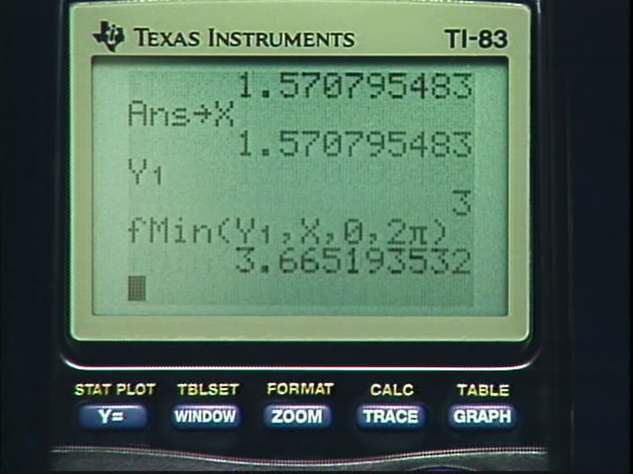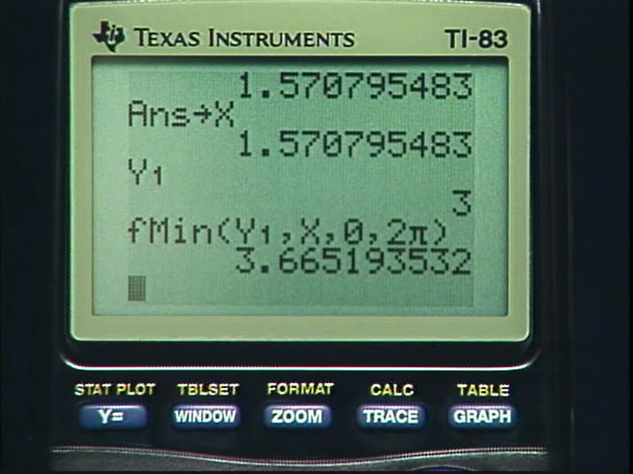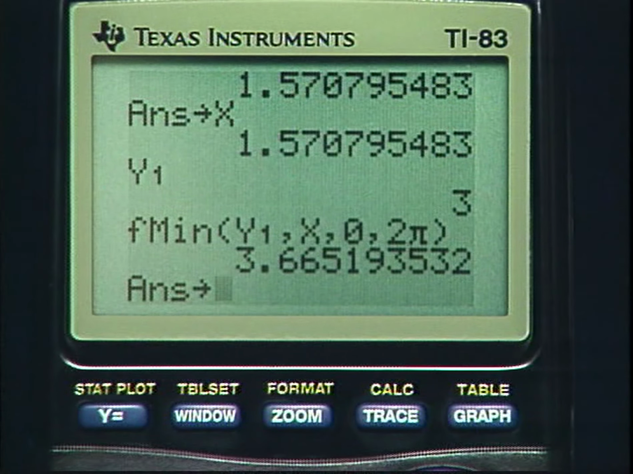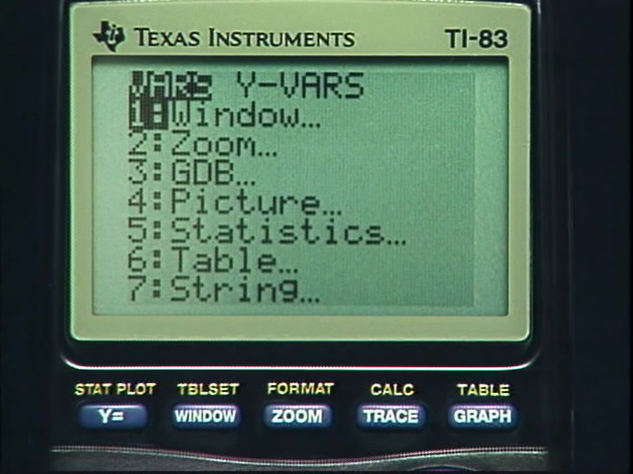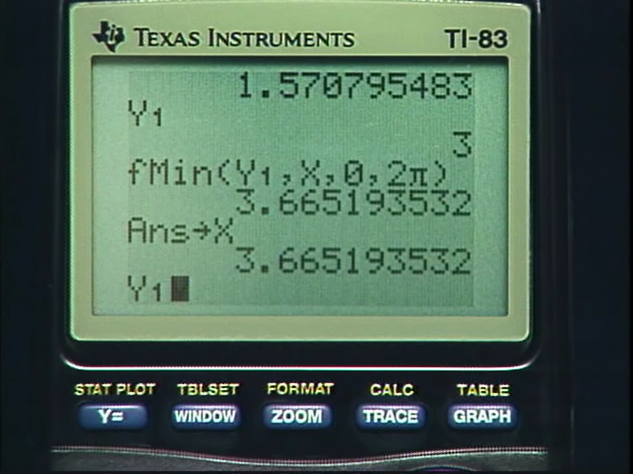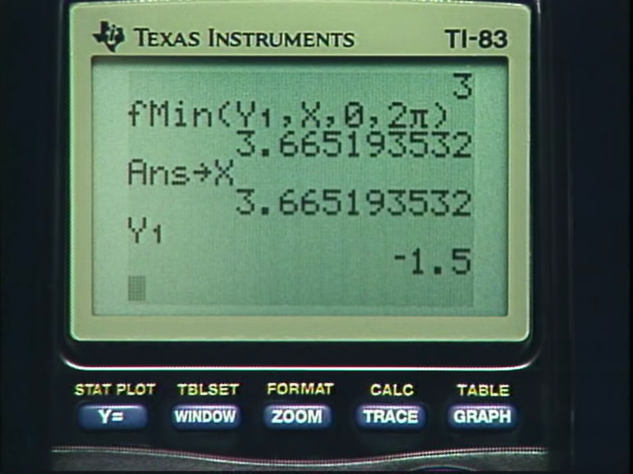Now once again, this is the X component for our minimum, and it turns out to be the first X component from left to right. And so to find the Y component for this X value, we'll store as X, enter, and now we want to evaluate Y1. So it's VARS, right arrow, enter, enter, enter, and -1.5 as we expected from before.